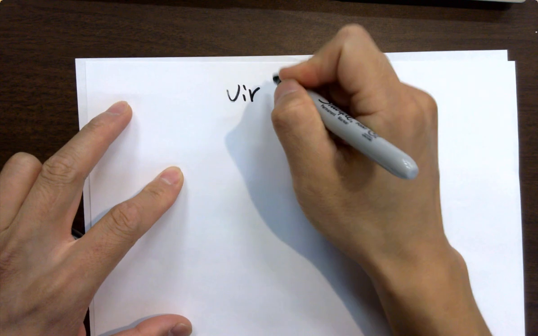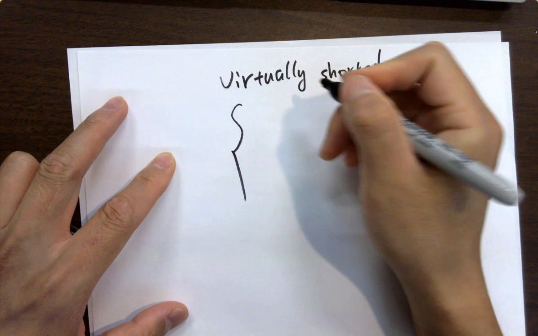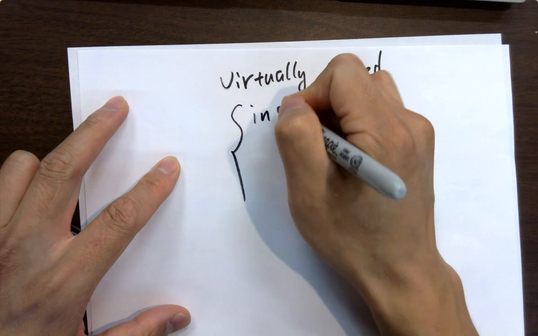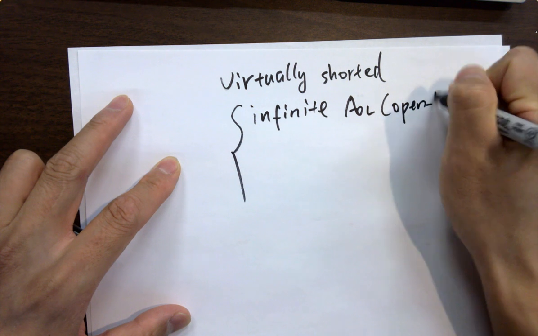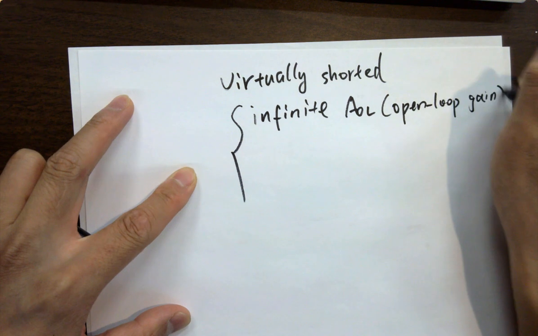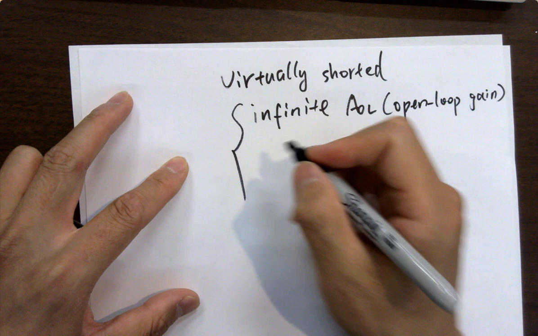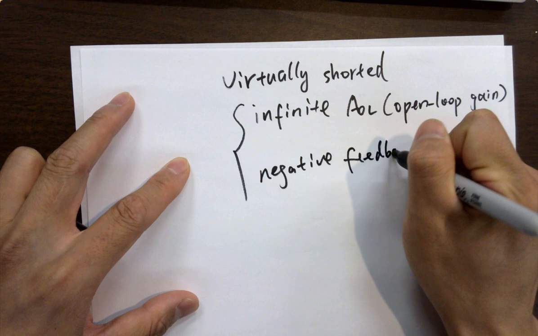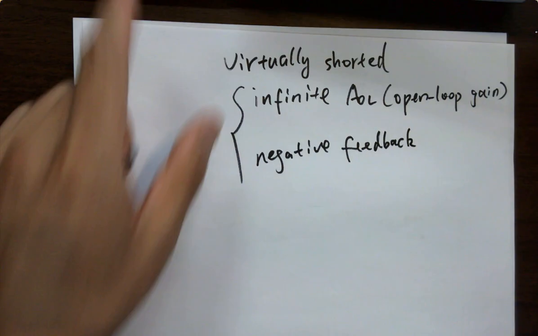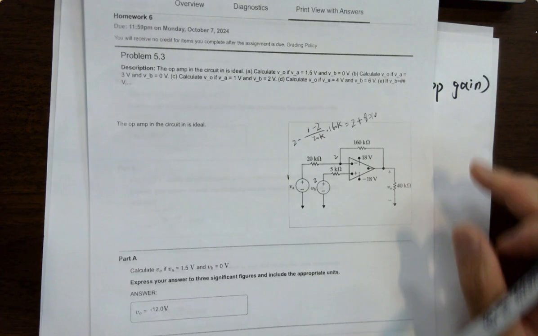Conclusion: virtual short circuit. They are virtually shorted because of the 2 bullet points. First, infinite AOL, open loop gain. Second, negative feedback. If you know this, you'll solve a lot of problems in the tutorial. For example, the first problem like this.